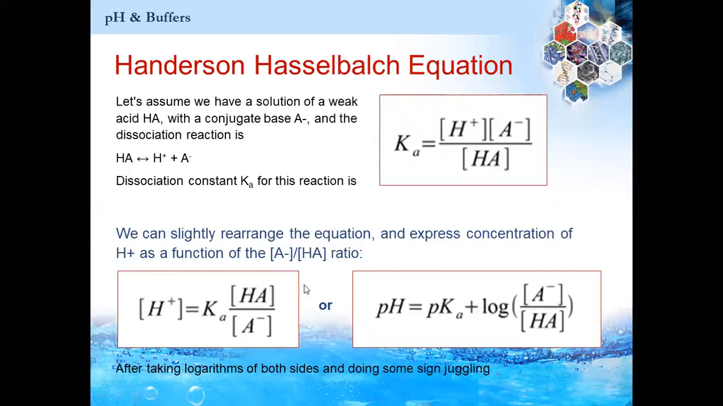Now when I again take logarithms on both sides in the above equation and do some sign juggling, this negative log H plus becomes pH. Then negative log Ka becomes pKa. So pH is the hydrogen ion concentration, pKa is the dissociation constant, and when I take log of HA by A minus and remove the negative sign, it becomes log A minus by HA. Now this is our Henderson-Hasselbalch equation.